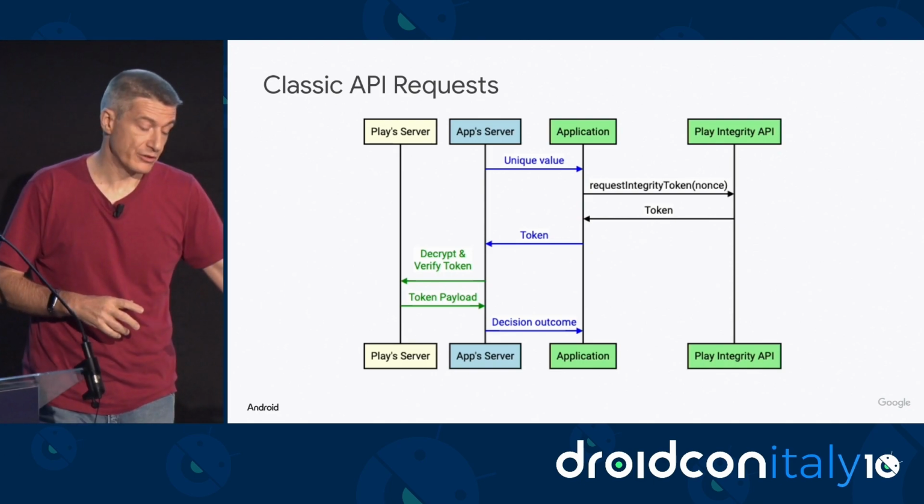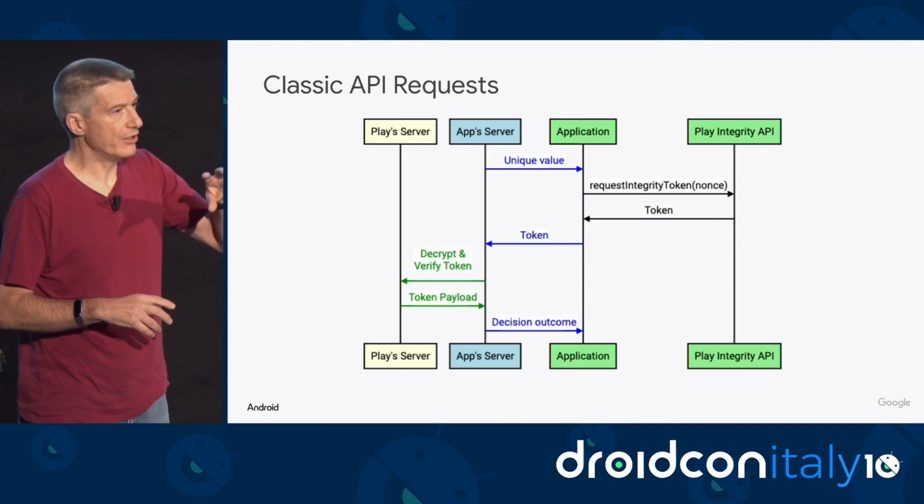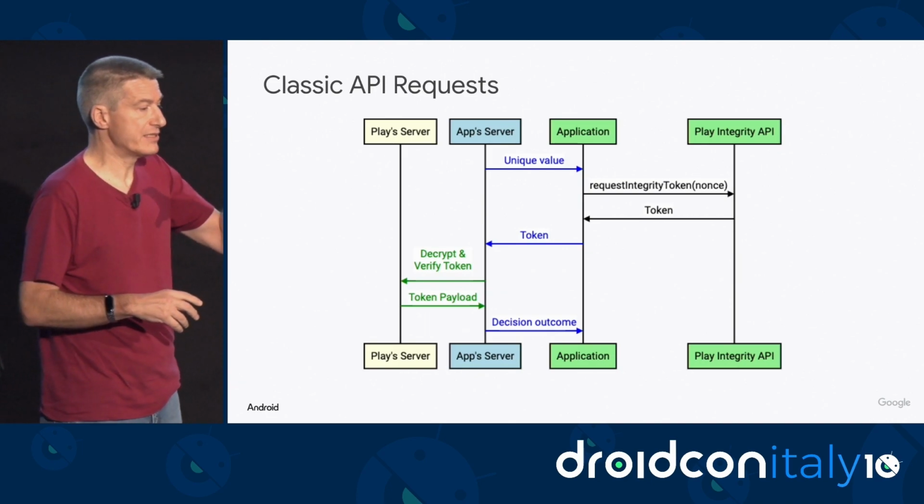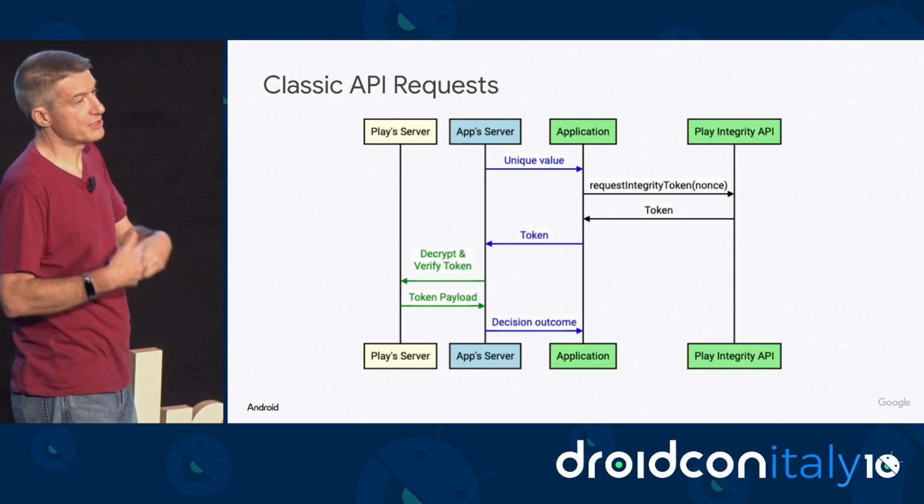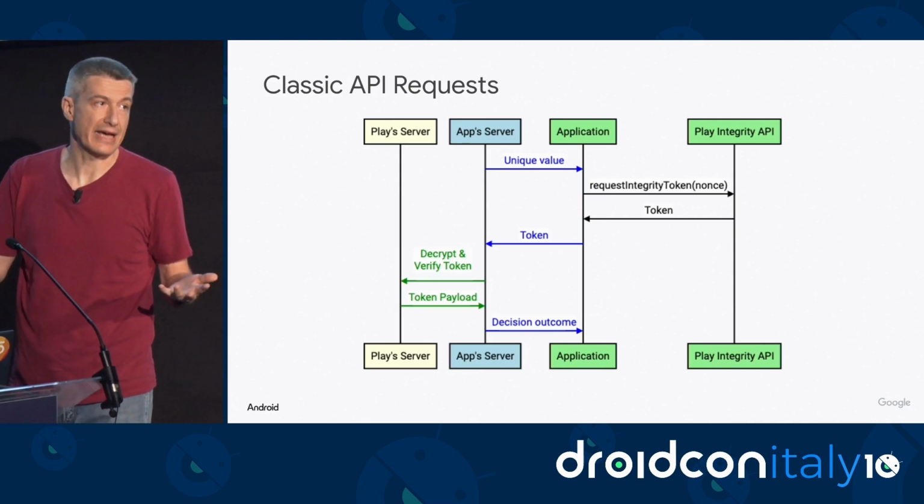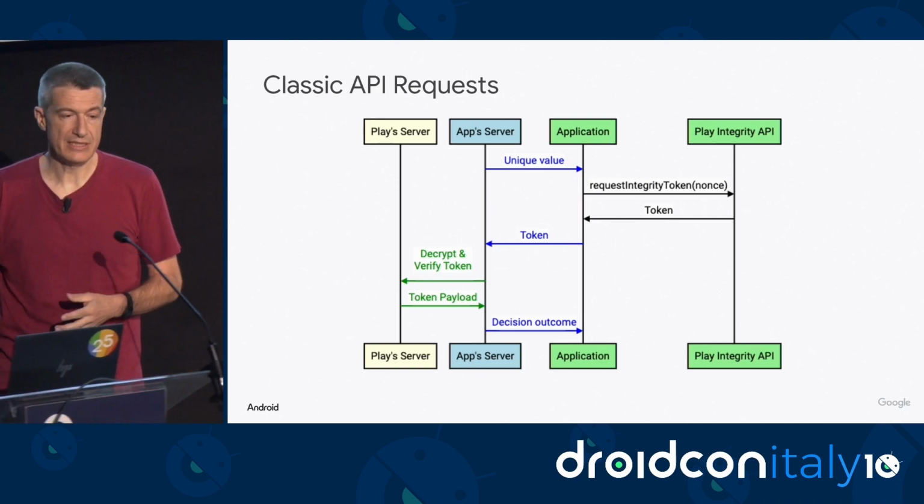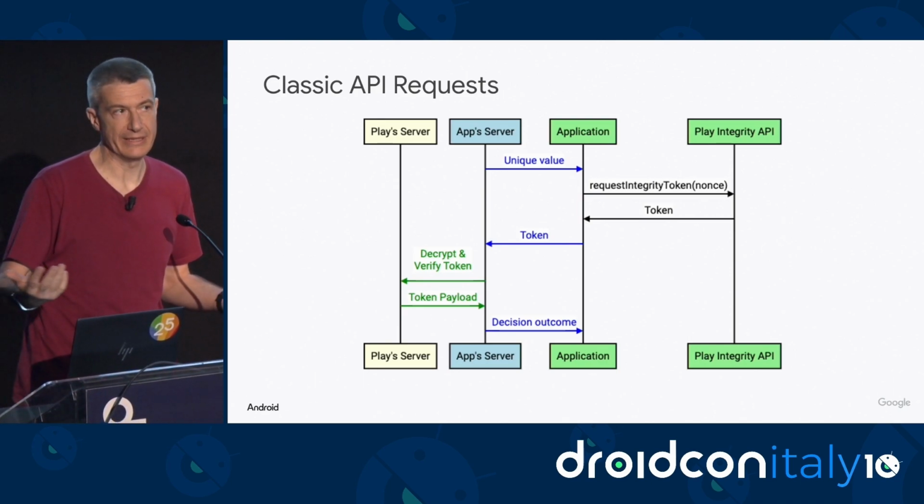This information is sent to the Play server, which checks information about the build of the operating system, the device, the user account, the application information, and provides a result to the backend. And then the backend can decide what to do. Is this something that I want to proceed with, do I want to ask for more information, or do I want to deny?